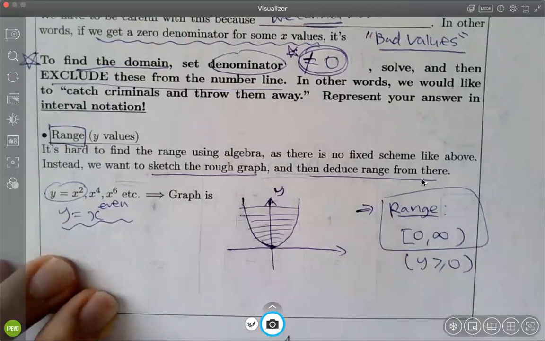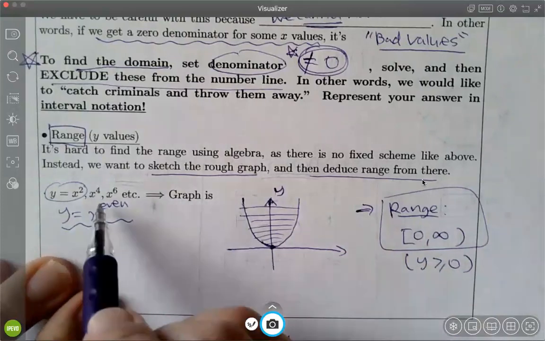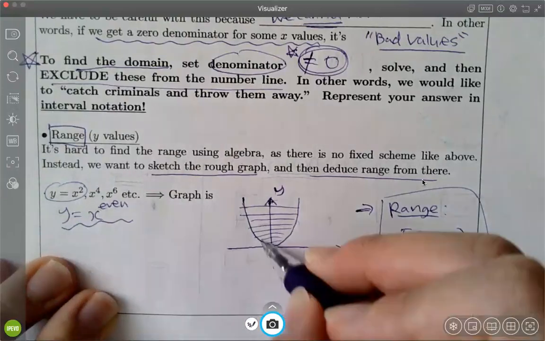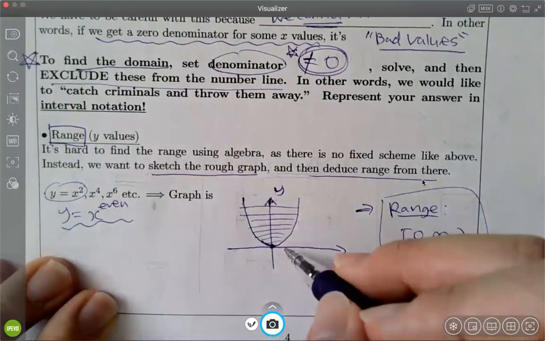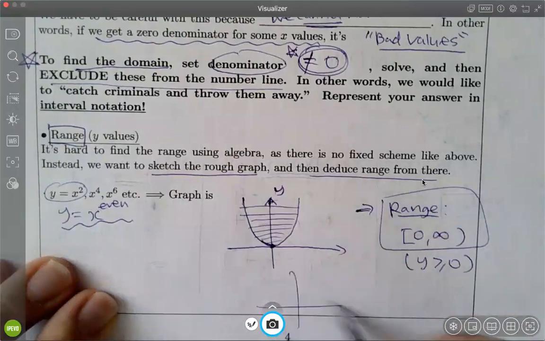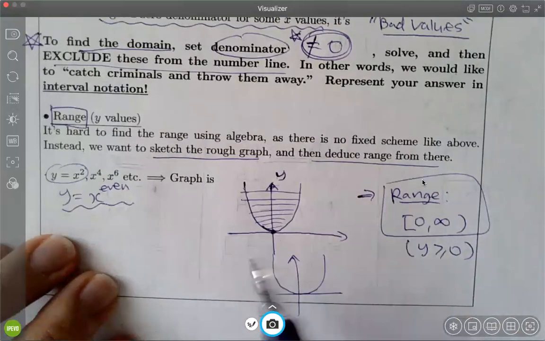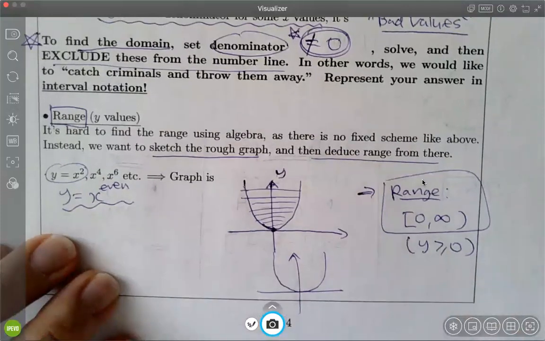What's the difference between the graphs of x squared and x to the fourth and x to the higher even powers? The bottom portion will be a little bit flatter, for example, something like this. That's the main difference. The range doesn't change.